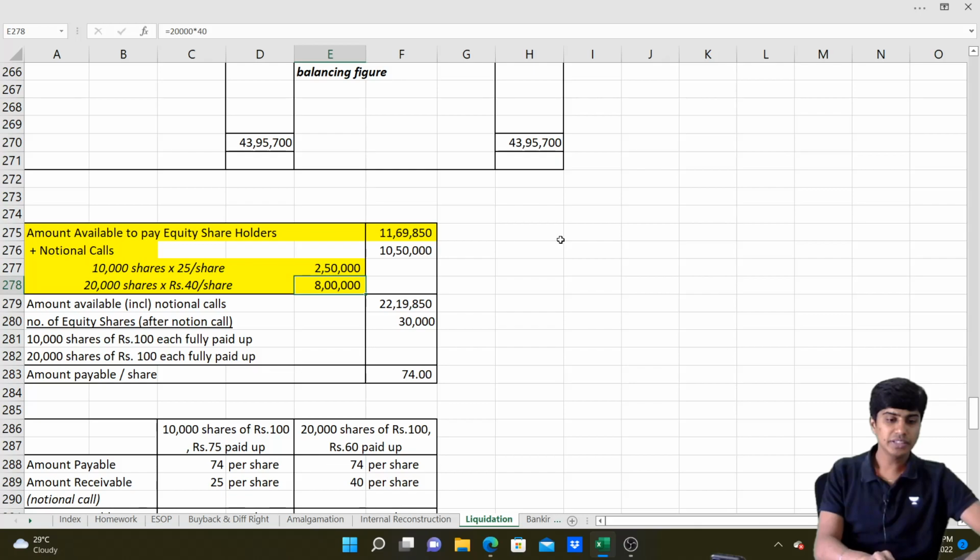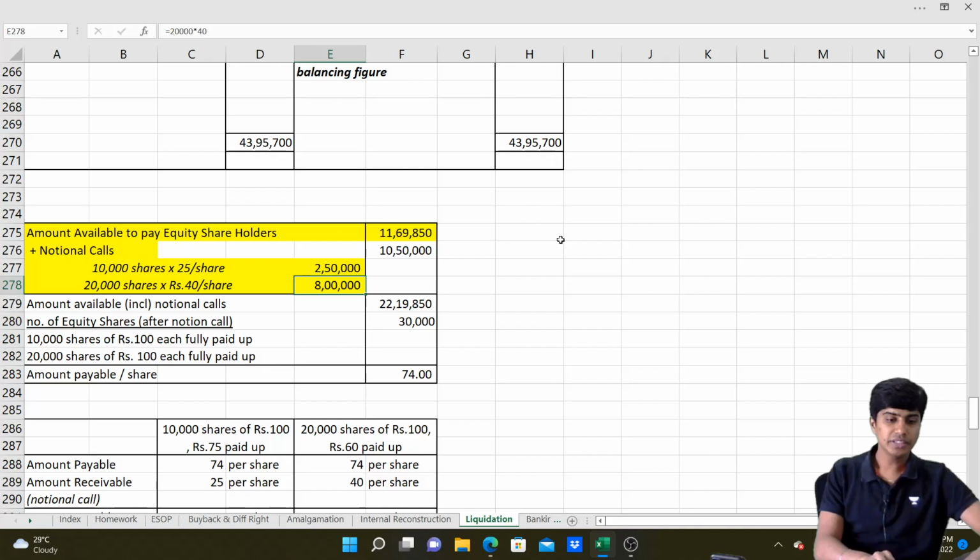So if I divide, I'll get 74 rupees. So that is the amount that we need to pay to each shareholder back. Did you guys get this? So we need to pay them 74 rupees per share. Now, 74 is the amount payable to 10,000 shareholders of rupees 100 which is 75 paid up, after receiving 25 from them. So I need to collect 25 rupees from them and give them back 74. So instead of doing that, can I say net I'll give them 49 rupees, 74 minus 25.